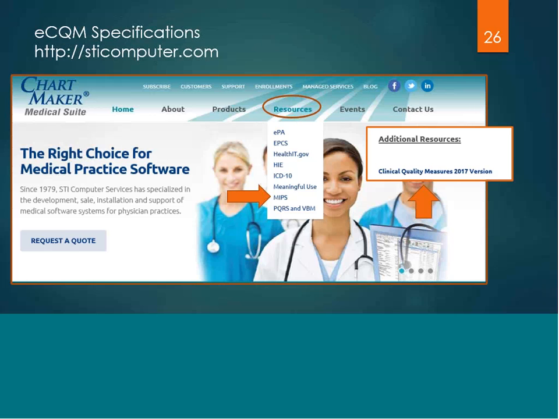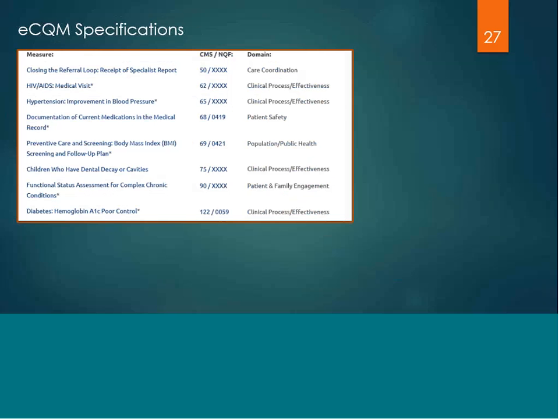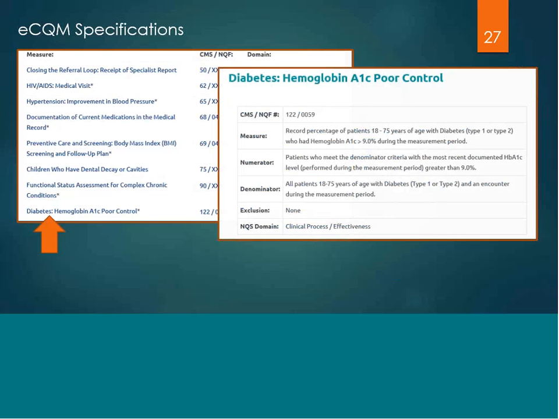To review the specification fact sheets on these ECQMs, you want to go to STI's website, click on Resources, click on the MIPS heading, and then open up the document titled Clinical Quality Measures 2017 version. The document will have all our ECQMs listed. Go ahead and double-click on the measure itself to review how the denominator and numerator are defined.